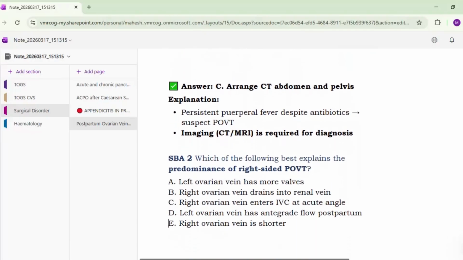Next. Which of the following best explains the predominance of right-sided POVT? A. Left ovarian vein has more valves. B. Right ovarian vein drains into renal vein. C. Right ovarian vein enters the IVC at acute angle. D. Left ovarian vein has antegrade flow postpartum. E. Right ovarian vein is shorter.